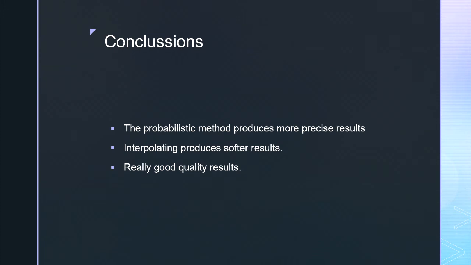As for the conclusions, the probabilistic method seems to produce more accurate results to the song's real genre. Also, interpolating the values produces a much softer volume curve, which in the end sounds better. And finally, as you will see in the demo, the system produces some really good quality results.